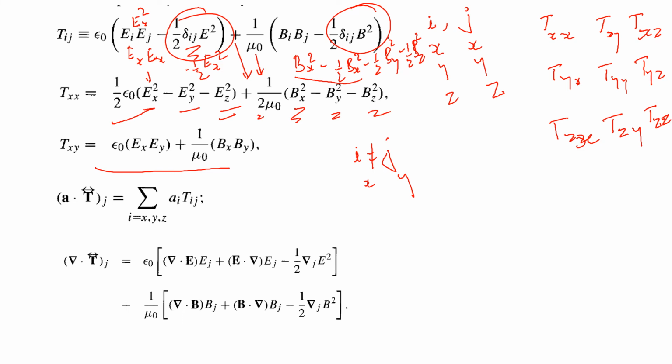Now, this stress tensor carries two indices, x and y. But we know that a vector has only one index. Here there are two indices, so Tij, since there are two indices, we can write it with a double arrow, in tensor notation, as a tensor.